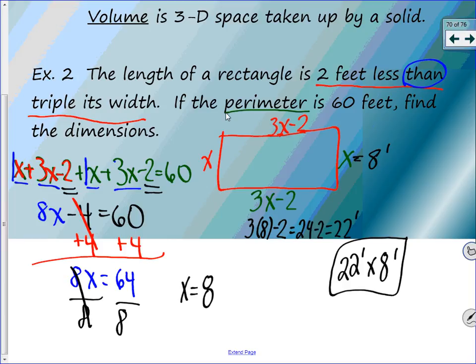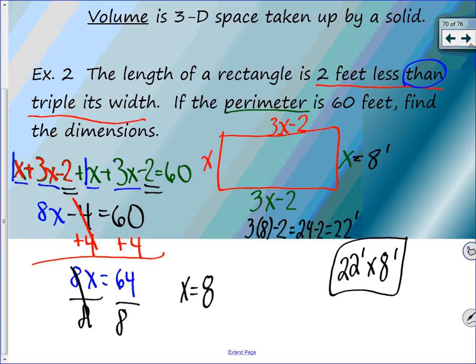Do I need the area? Do I need to multiply these? No, because it just said find the dimensions. But I could find the area pretty easily if I needed to. So that's a geometry problem. Again, made a lot easier in my mind by drawing that diagram and then labeling it correctly.